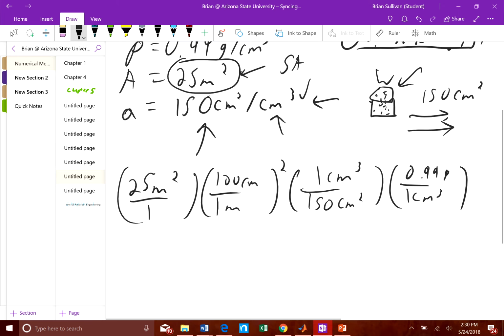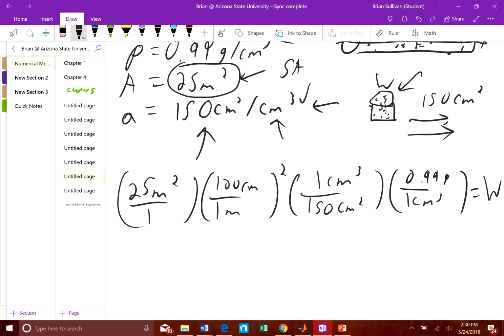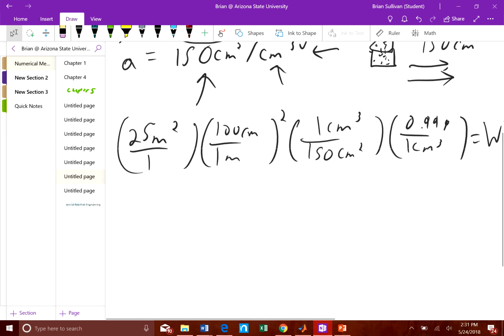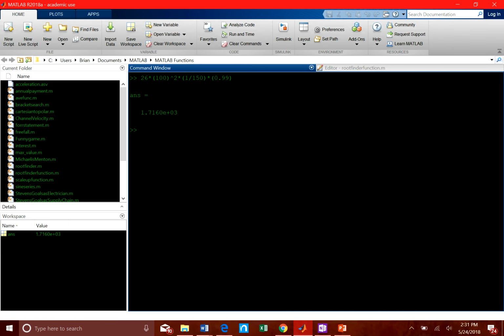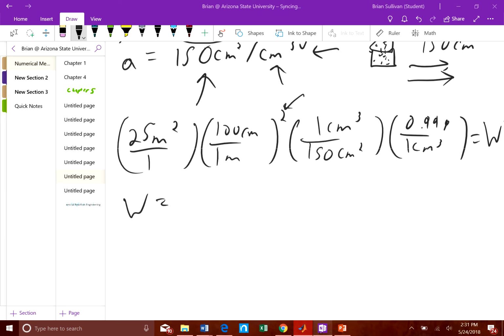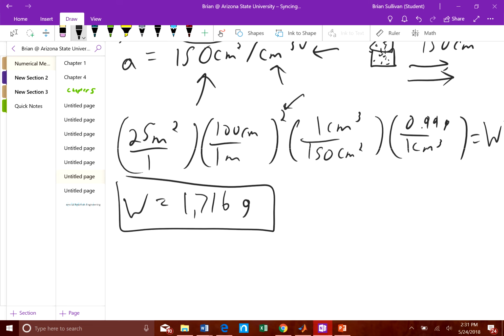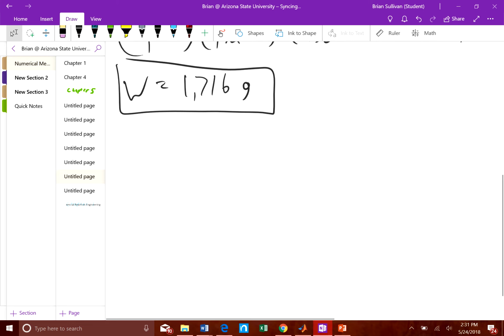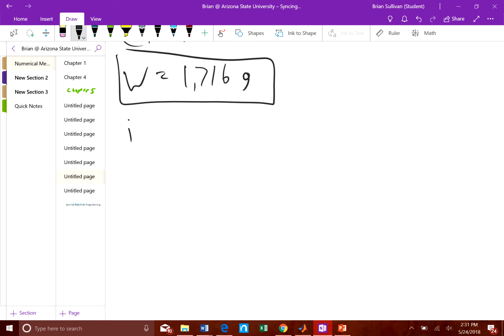Then that'll give me the weight of packing, big W. Using this, don't forget this exponent when you make the calculation, but I did it in MATLAB already. It's 1,716 grams. So that is what we needed from all that information. Now we can go ahead and do the material balance and develop the equation, and then I'll cut off the video and we'll go about solving the rest of the problem.